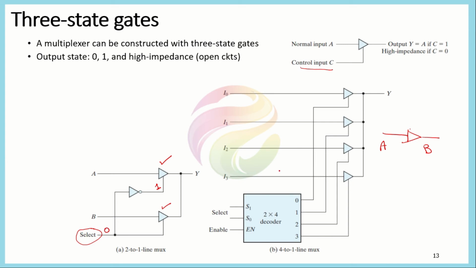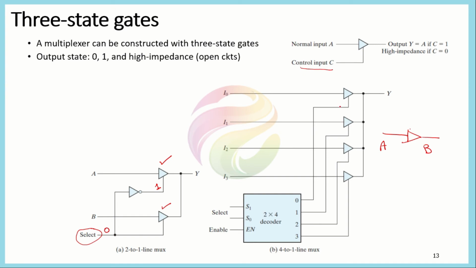We can also use this phenomenon to represent a 4 to 1 line multiplexer. In a 4 to 1 line multiplexer, we have two select lines. Depending upon the values of the select lines, one input is connected to the output. For the first combination, I0 is connected to the output. For the second combination, I1 is connected to the output. Then the third one, and for the last combination, I3 is connected to the output.